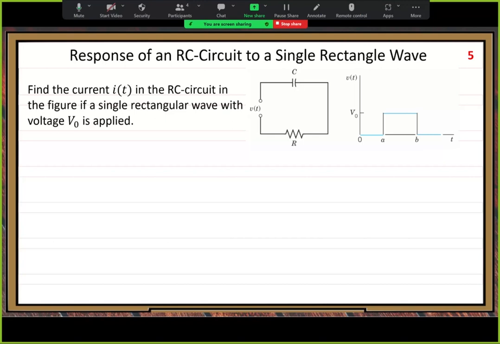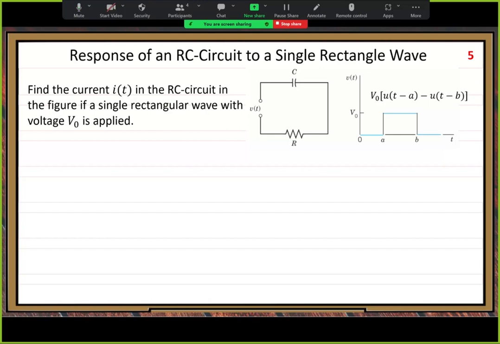Find the current little i of t. Little i, current. Here in this chapter we use little i. So you will know why. Find little i of t in the RC circuit in the figure if a single rectangular wave with voltage V0 is applied. First, let's write the equation.